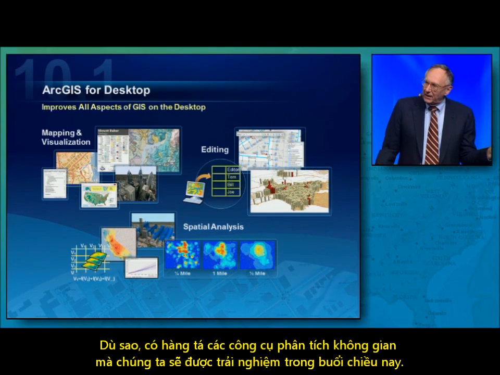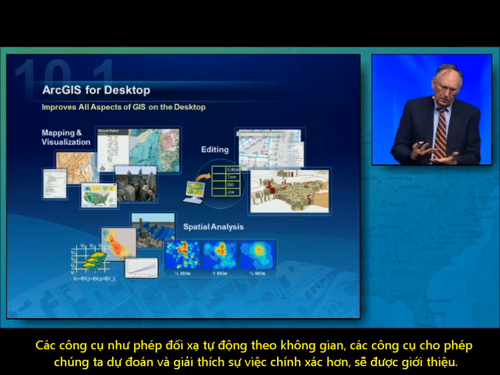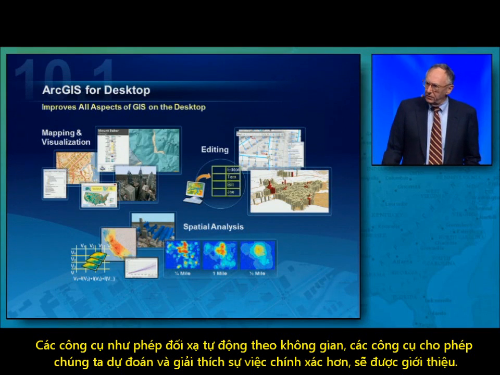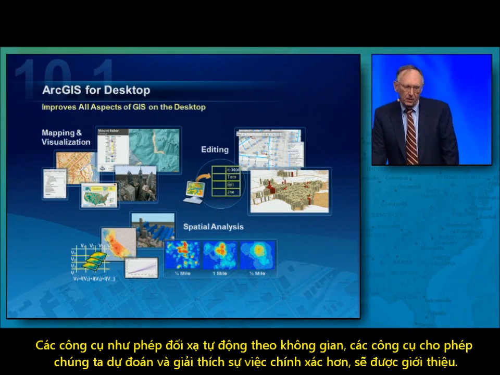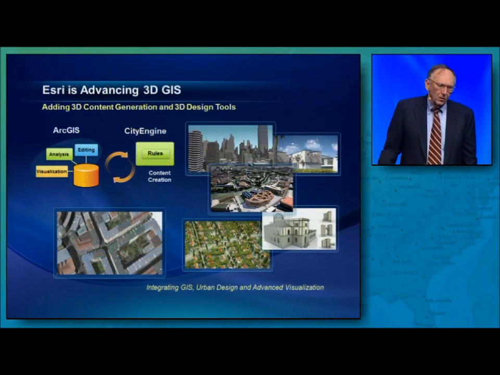dozens of new spatial analytic tools that we're going to see a lot of this afternoon. Things like spatial autocorrelation, things that allow us to be able to predict and explain things better are coming online.